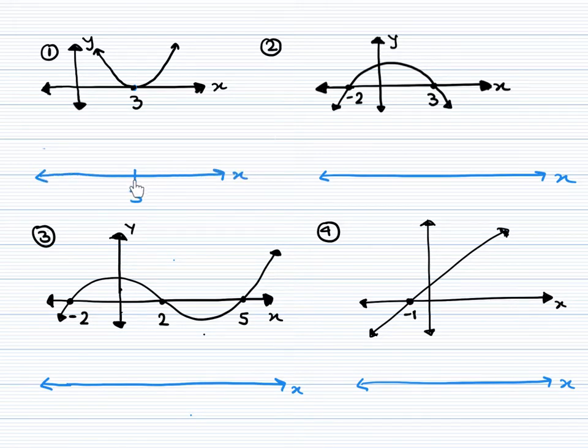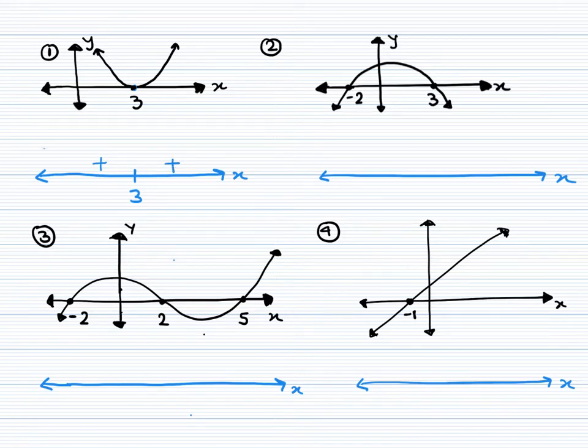Now, the next step is to look at whether the graph before this critical value of 3 is above the x-axis or below, and after 3, is it below or above the x-axis? As we have seen before, if it's above the x-axis, then it's positive. So we have a positive sign here, and the same after 3, it's above the x-axis, and therefore it's a positive sign.